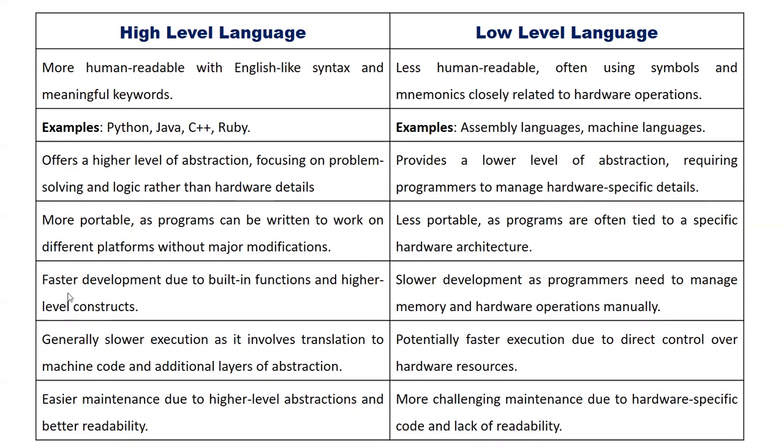High-level languages offer faster development due to built-in functions and higher-level constructs. Slower development as programmers need to manage memory and hardware operations manually in the case of low-level languages. Generally, slower execution as it involves translation to machine code and an additional layer of abstraction in the case of high-level language. In the case of low-level language, potentially faster execution due to direct control over hardware resources.